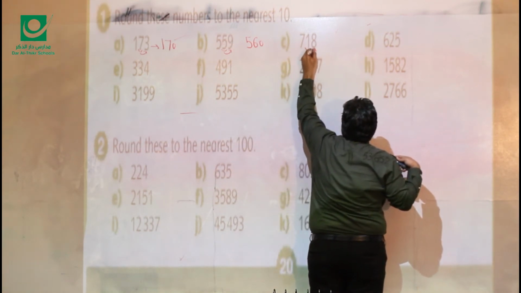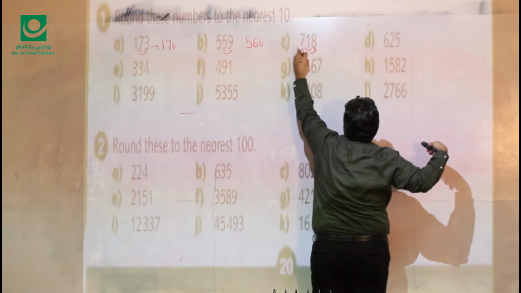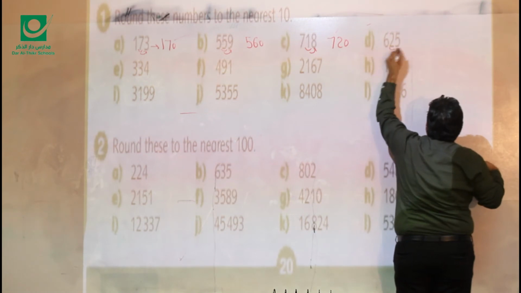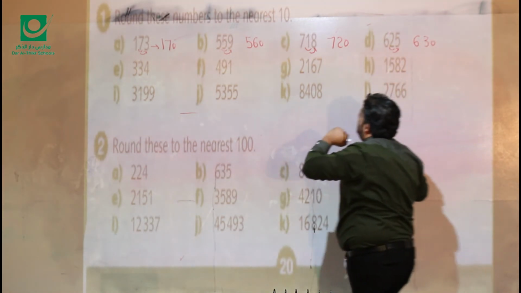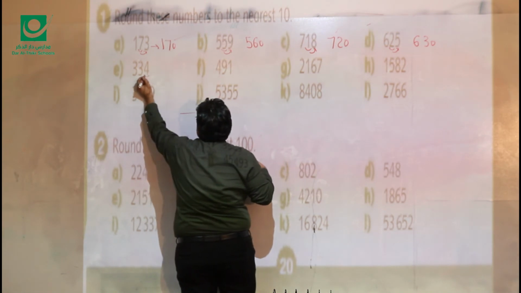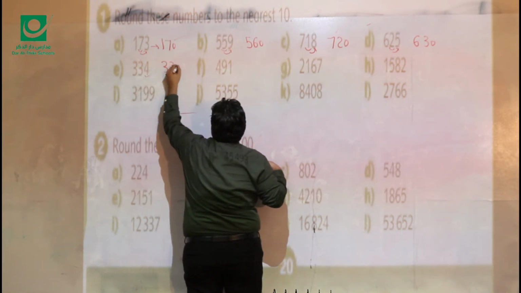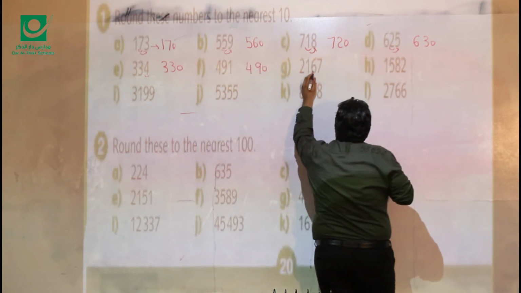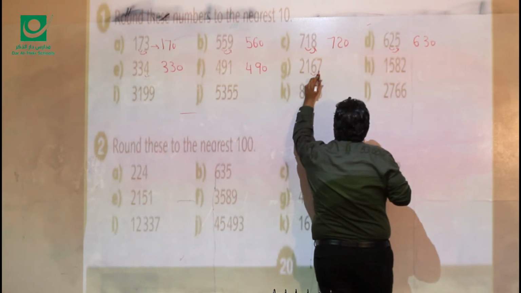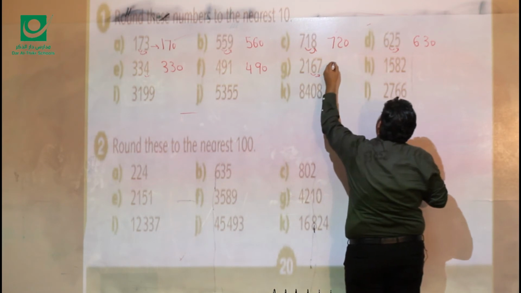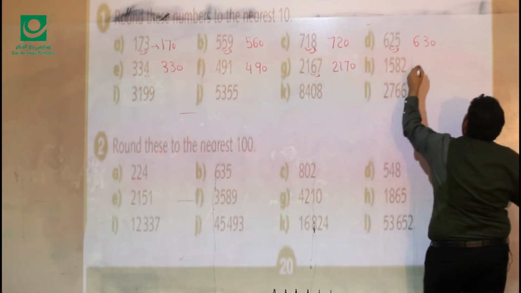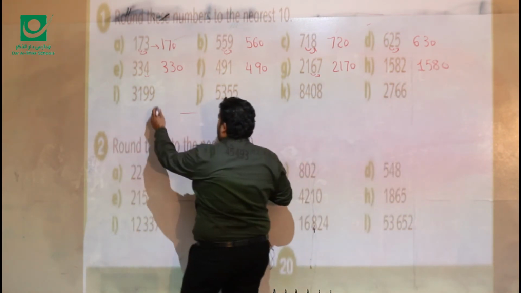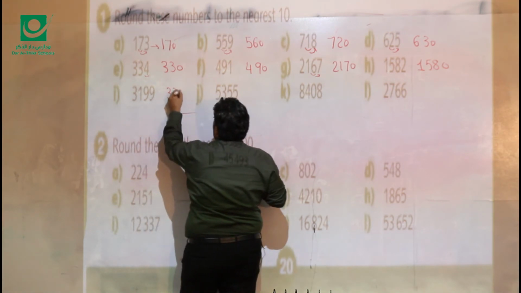701. Here is the tens. Going to the number before. 8 greater than 5. So add 1 to the tens. 720. Here, 5, I add 1. 630. 334. 4 less than 5, so the answer is 330. 491, it's 490. 2,167, looking at the tens, going before. 7 more than 5, add 1, it means 2,170. 1580, because 2 less than 5. More than 5, add 1, 3,200.